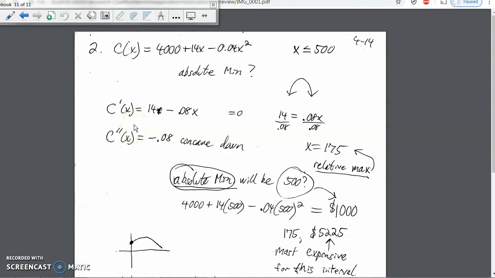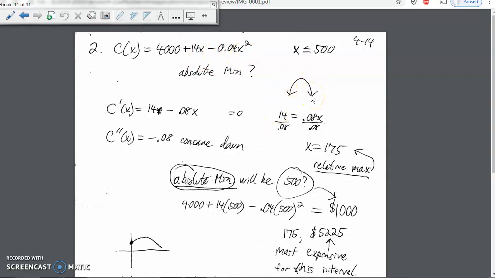A management company is going to build a new apartment complex. They know that if the complex contains x apartments, the maintenance costs for the building, landscaping, etc. will be C of x equals 4,000 plus 14x minus 0.04x squared. So we have a negative quadratic equation.